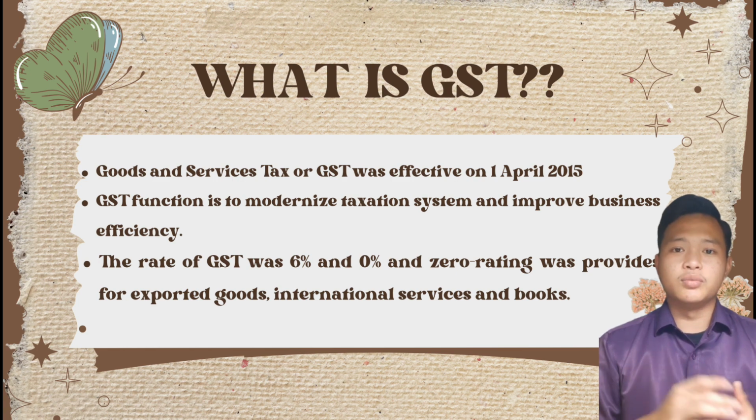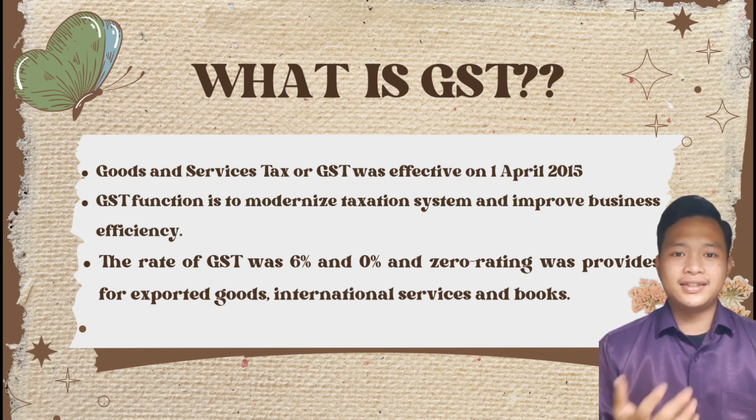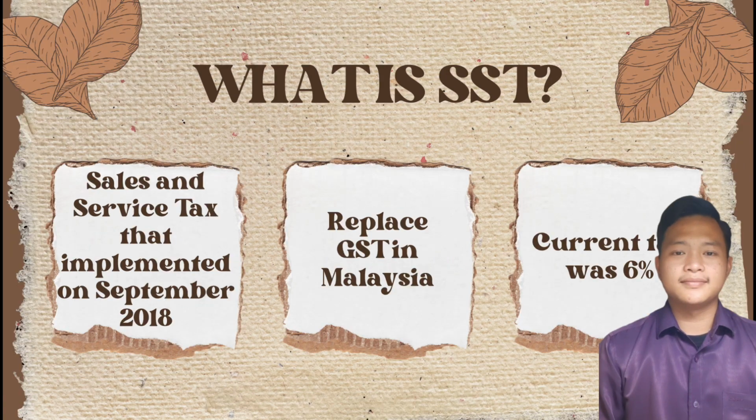The GST function is to modernize the taxation system and improve business efficiency. The rate of GST that year was 6% and 0%. Zero rating was provided for exported goods, international services and books, while 6% was implemented for other goods in Malaysia.